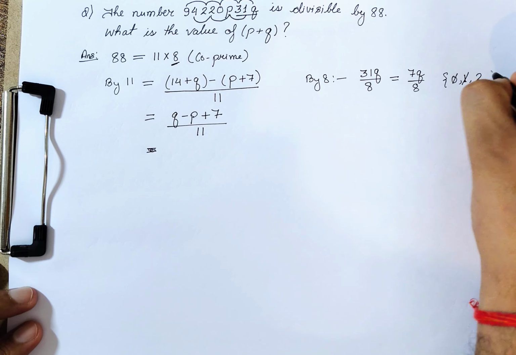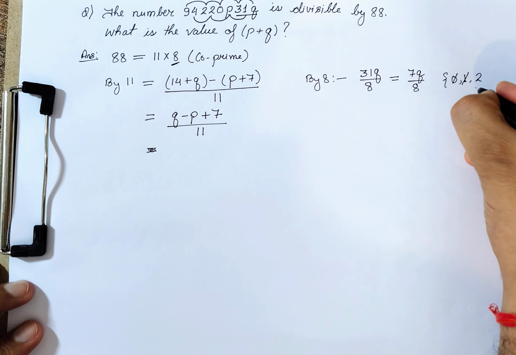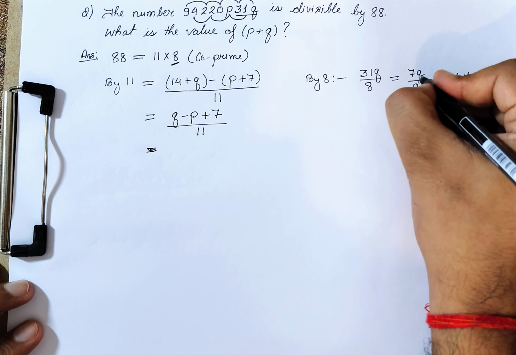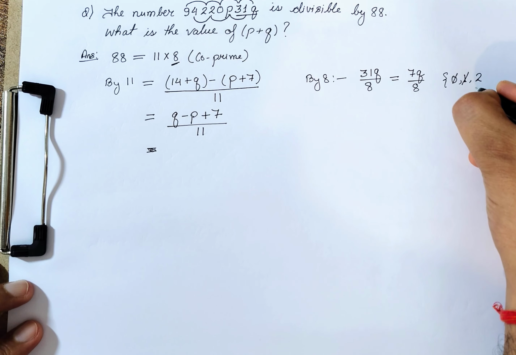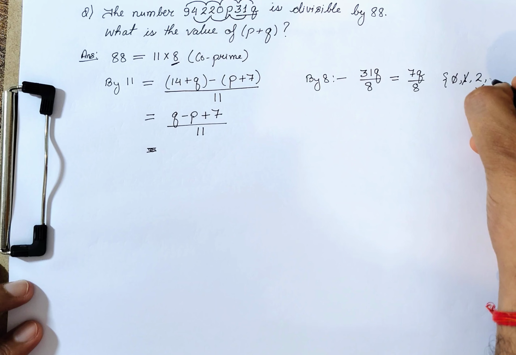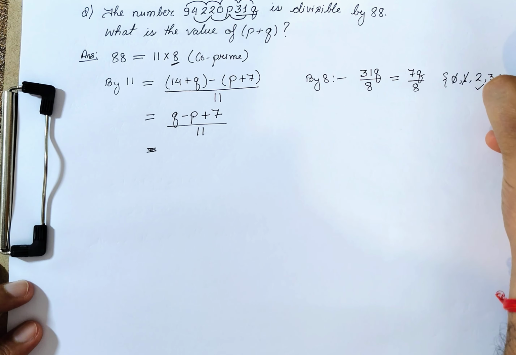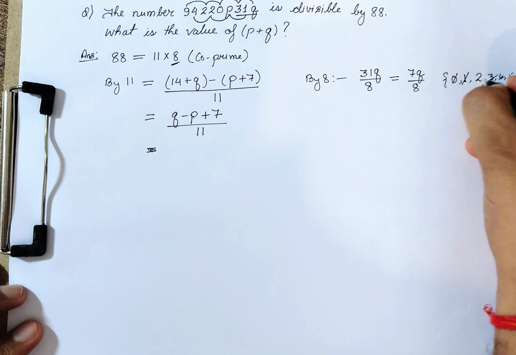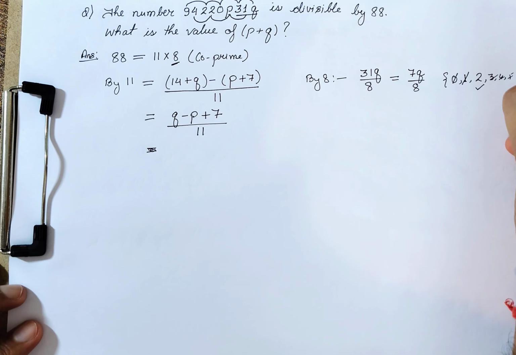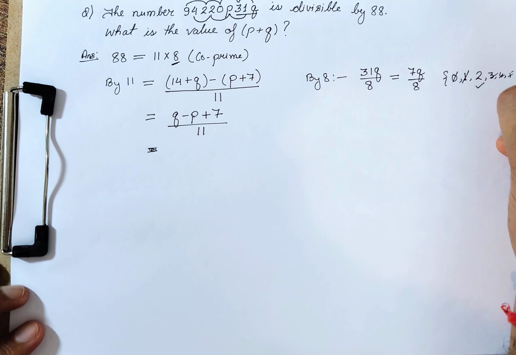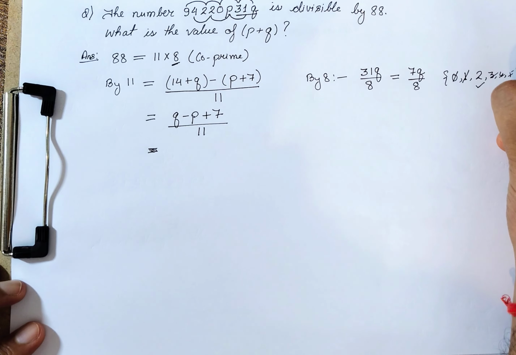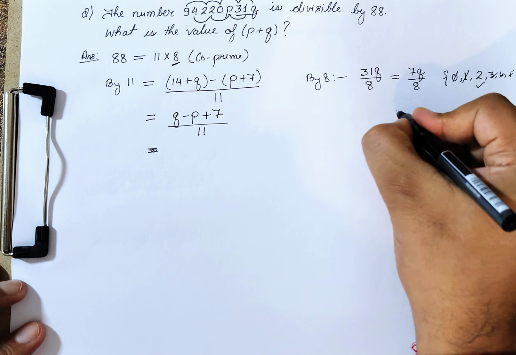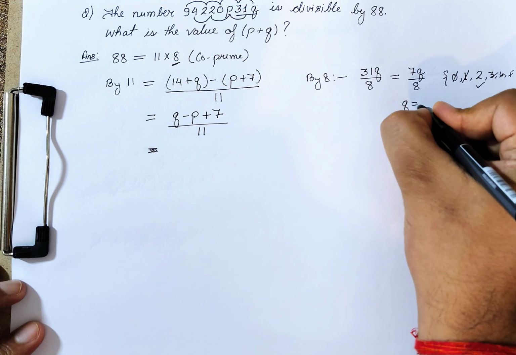Let's put 2. Yeah, 2 is completely divisible. I mean, if we put 2, the value will become 72, which is completely divisible by 8. Hence 2 is a possible value. Now 3, 4, 5, everything is ruled out. Why? Because the next multiple of 8 will come at 80. But that would need a double digit, which is ruled out because Q is a single digit. Hence the only value that is possible for Q is 2.